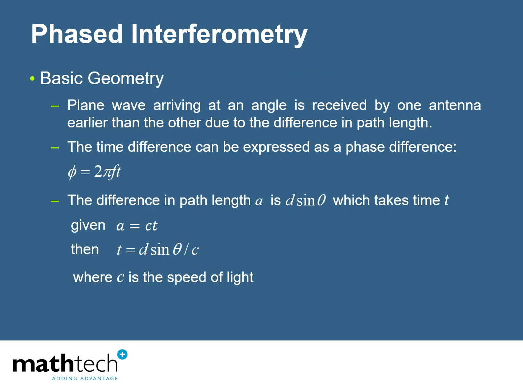Basic geometry yields the necessary equations. A plane wave arriving from an emitter at an angle θ is received by one antenna before another within the array. The time difference can be expressed as a phase difference for the mean emitted frequency. Phi equals 2 pi f t. The difference in path length is a, which equals d sin θ. So, given that a equals ct, where c is the speed of light, then t equals d sin θ divided by c.